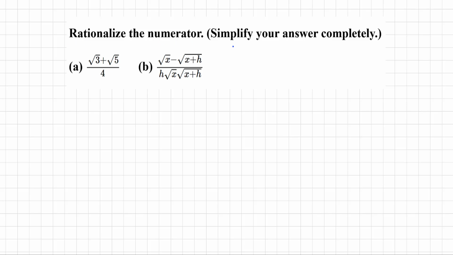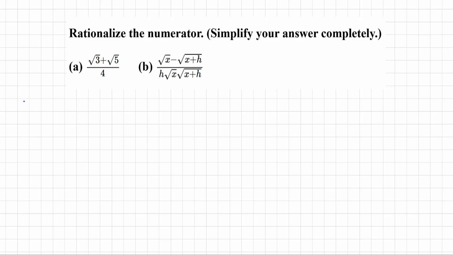Rationalize the numerator, then simplify your answer. In part A, the numerator has radicals: the square root of 3 plus the square root of 5. The purpose of rationalizing is making it a rational number, right? As this is a plus, we multiply top and bottom by the minus. If this were minus, we would multiply by the same thing but plus.